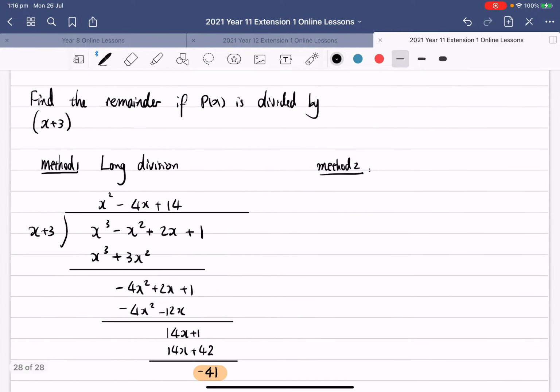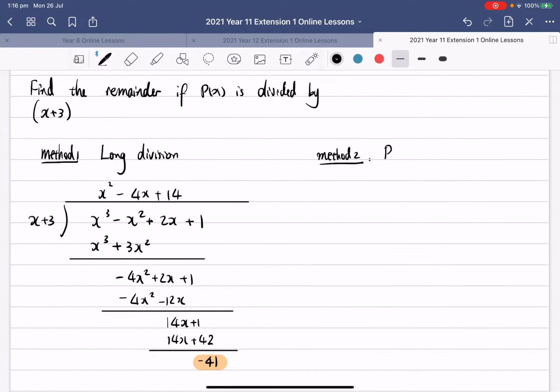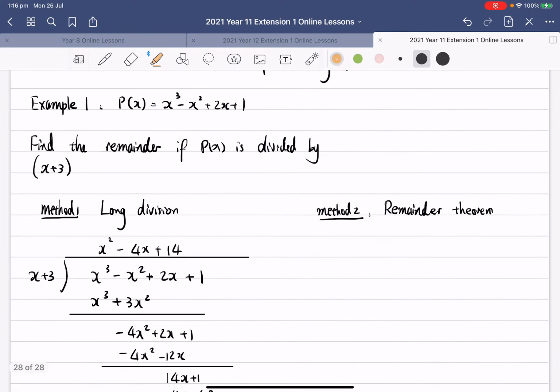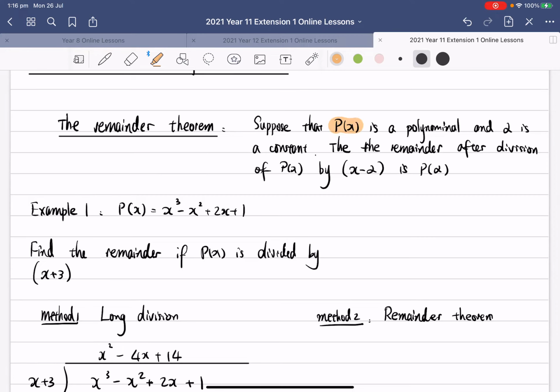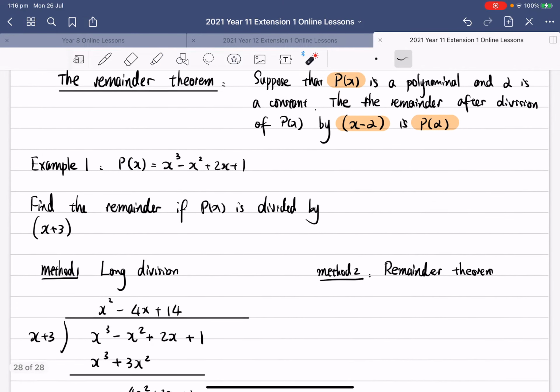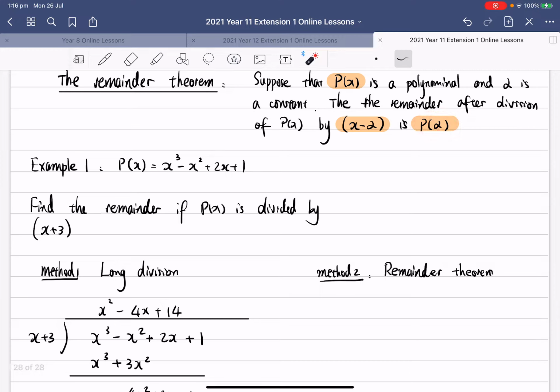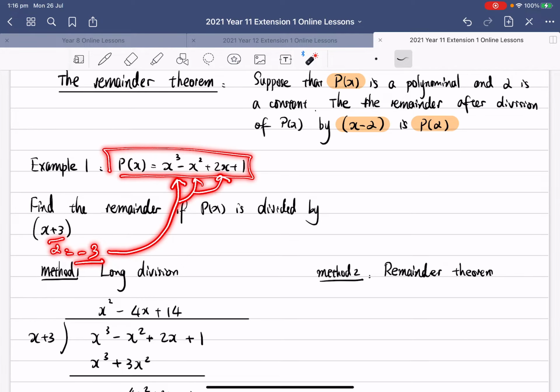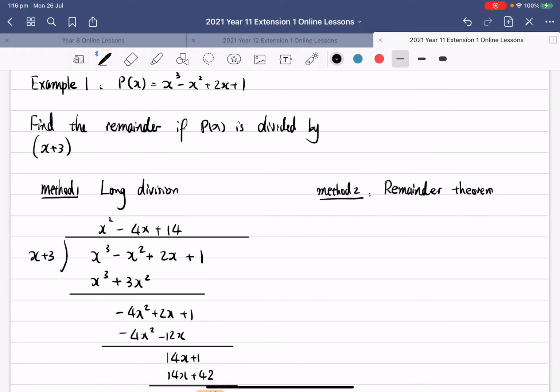Now the second method we're using is the remainder theorem. According to the theorem, if you want to find the remainder when this polynomial p of x is divided by x minus alpha, then the remainder is just equal to p of alpha. That means you just need to substitute alpha back into the polynomial. Substitute alpha equals minus 3 in this case, and you should be able to find the remainder. And I hope this actually works.